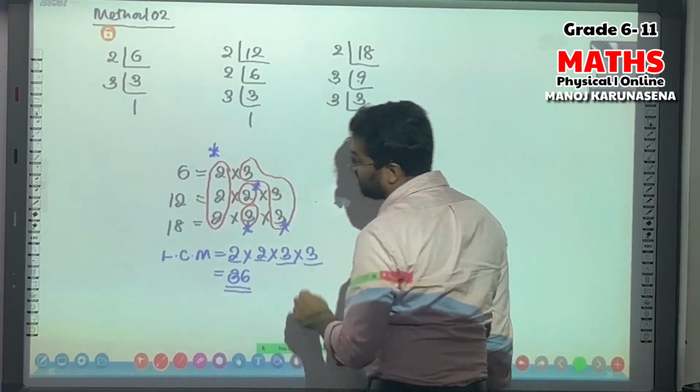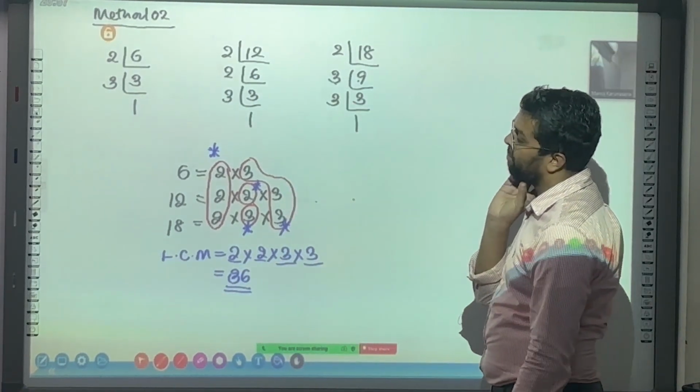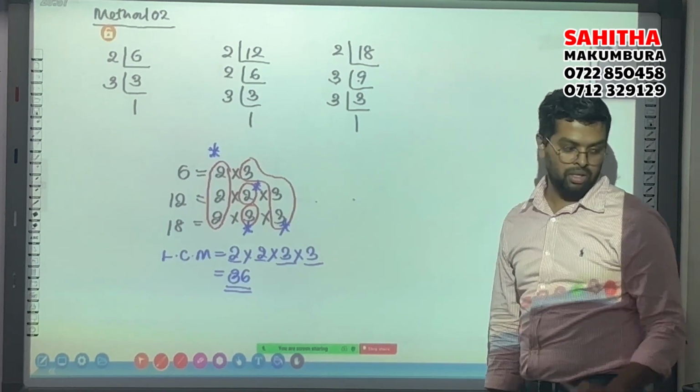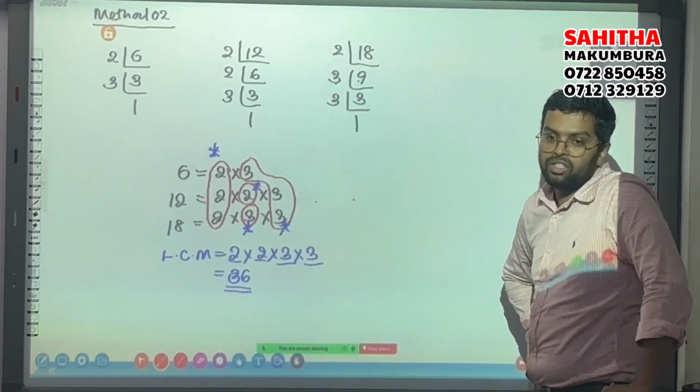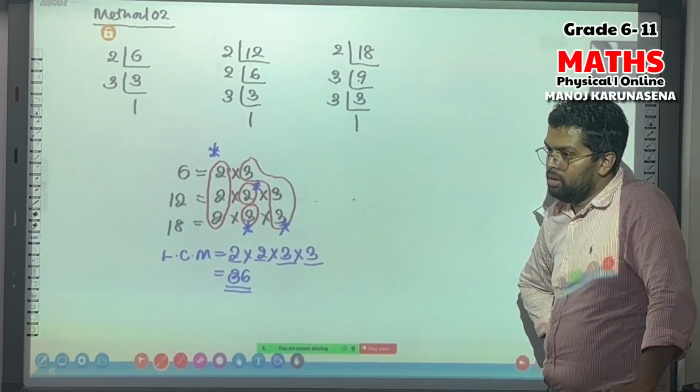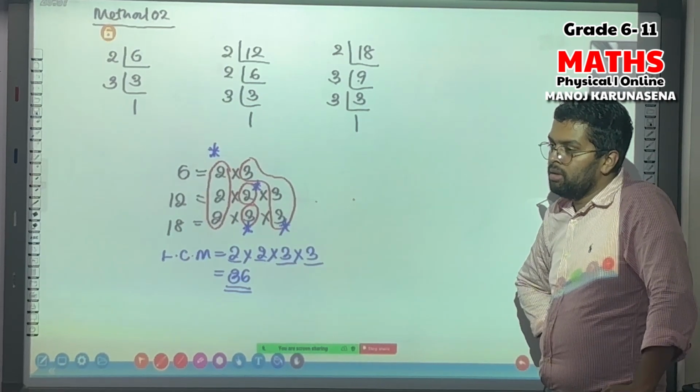Are we getting the same answer? Yes, right? Again 36. Another method.